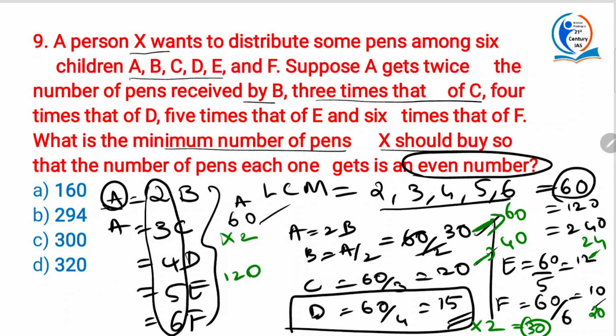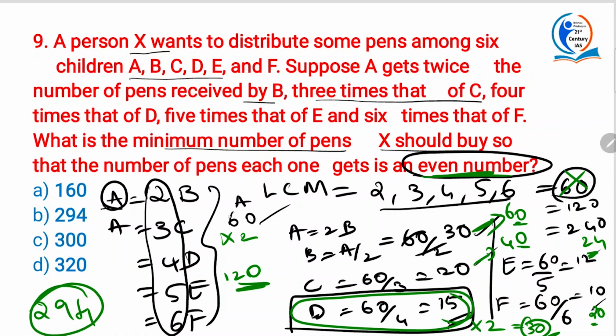You getting my point? Okay, now why did I multiply with 2? Because this fellow is not satisfying this even number condition. Okay, so 60 is ruled out. Now see the sum of the numbers. How much is it? 120 plus 60, 180. 180 plus 40, 220. 220 plus 30 is how much? 250. 250 plus 20 is how much? 270. 270 plus 24 is how much?